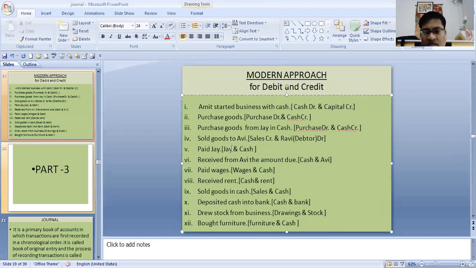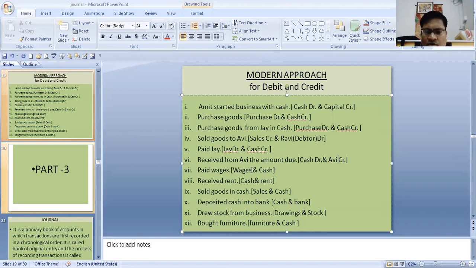Paid J. J is the receiver, that's why debit. Or J being our creditor, no more remains our creditor. We are paying him. When creditor reduces, we are debiting. Either you use he is the receiver, debit, or creditor reduces. That's why debit. Cash is going out or cash is reducing, that's why credit. Similarly, received from Abhi, the amount due. We are receiving cash. Cash increasing in the business. Cash is an asset. Asset increases in the business will be debit. And Abhi is the giver, so he will be credited. Or Abhi, you can say, is my debtor. He is no more remaining our debtor because he is paying the money to us, so he is credited.